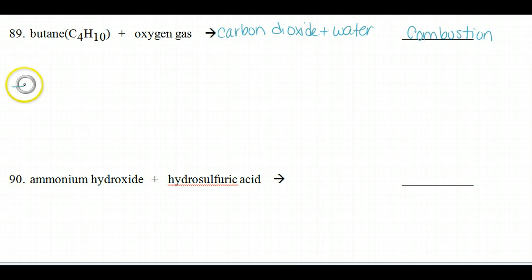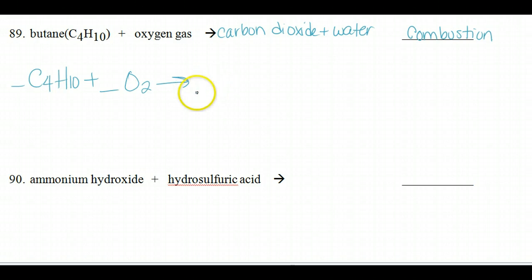Nice thing about these, right? I've given you the formula for your fuel. Oxygen is a diatomic, so it's O2. And then we always have the same products: CO2 and H2O.